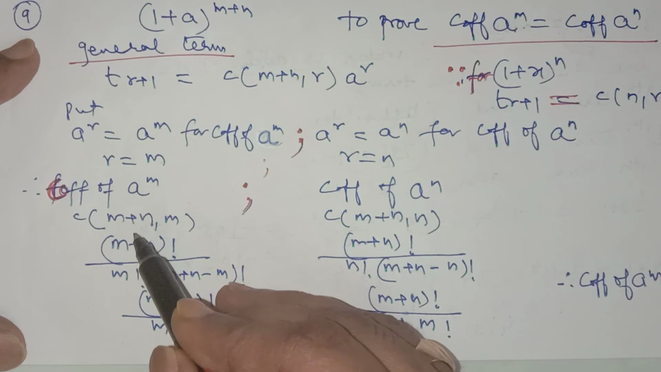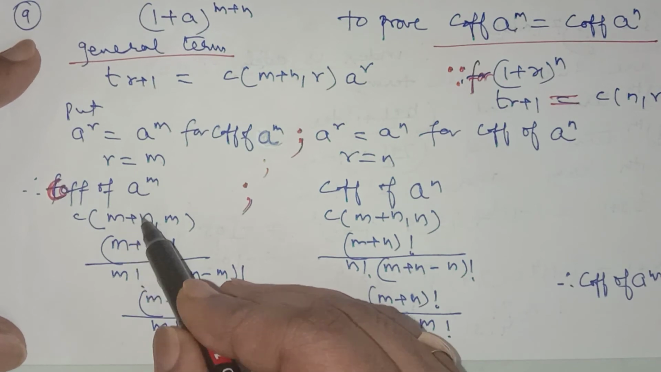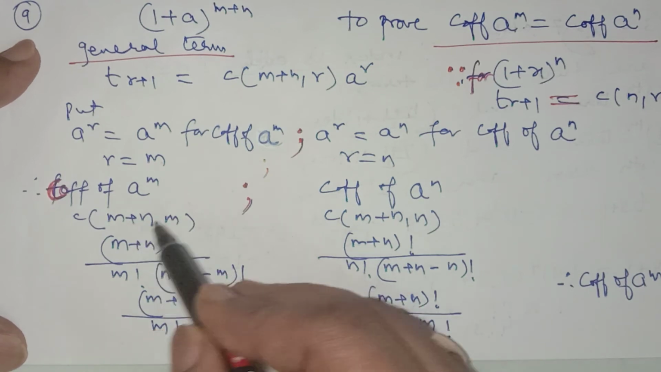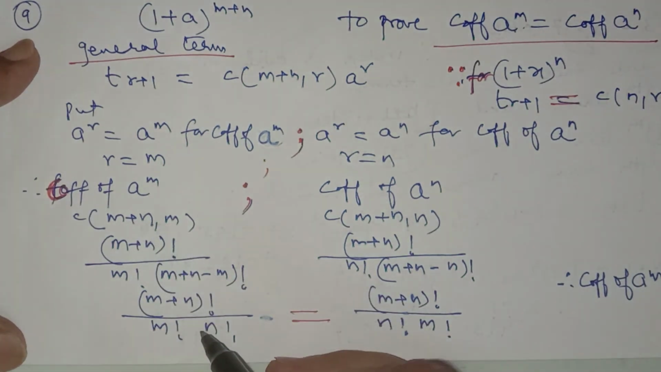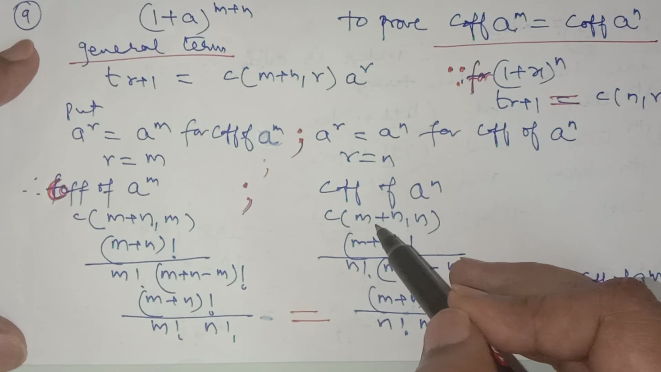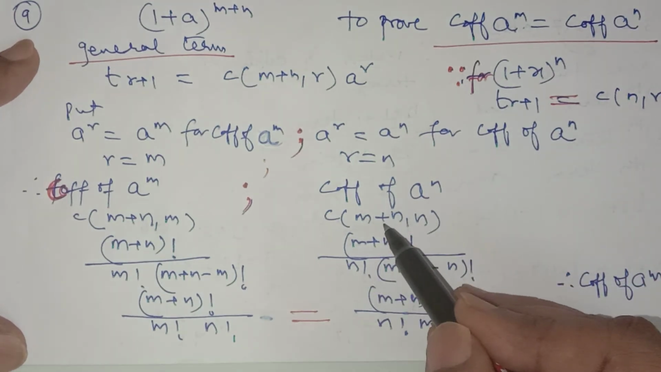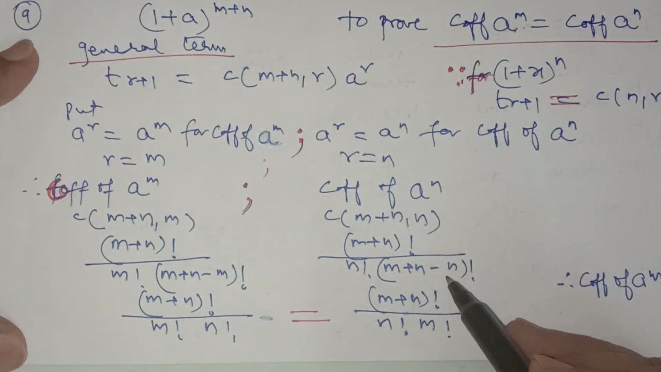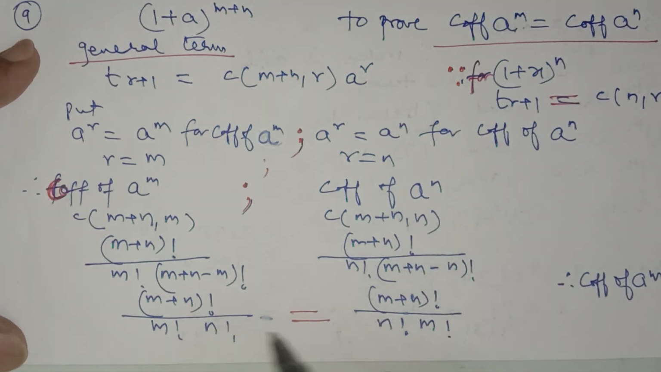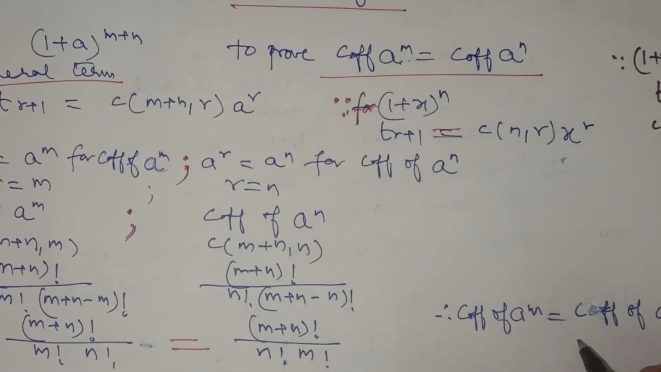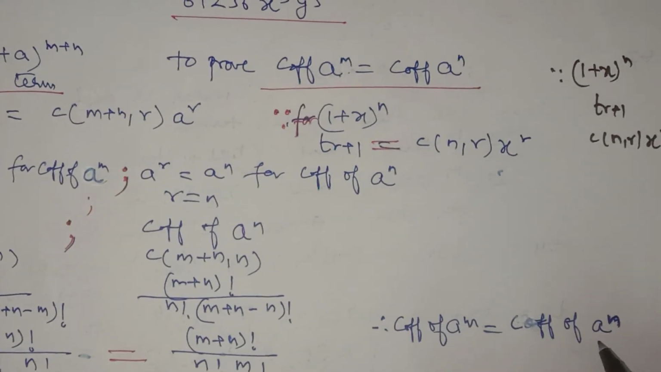Simplify by using the combination formula, which is n factorial upon r factorial, n minus r factorial. This is for combination of m plus n, m, which is m plus n factorial upon m factorial, n factorial, and the other is m plus n factorial upon n factorial, m factorial. So these both are the same, this is the coefficient of a raised to power m, and this is the coefficient of a raised to power n. They both are the same. So therefore the coefficient of a raised to power m is equal to the coefficient of a raised to power n.